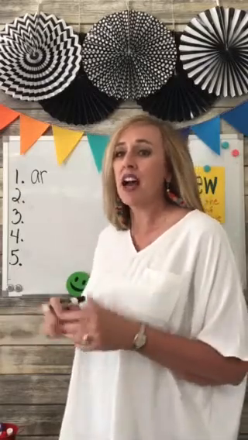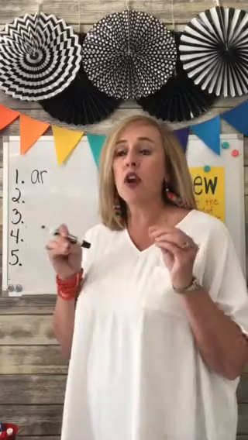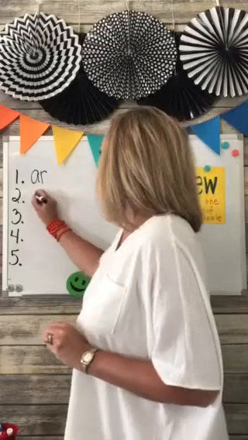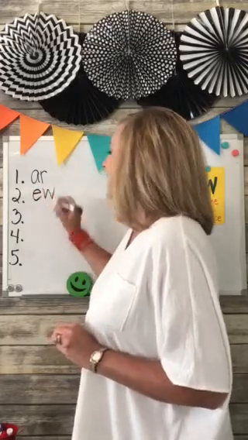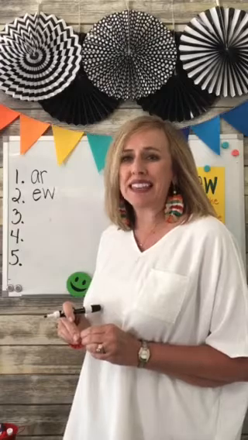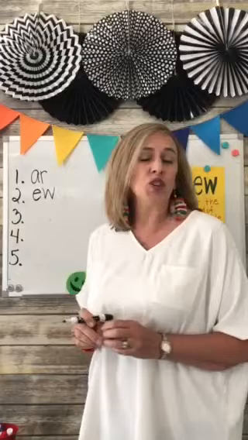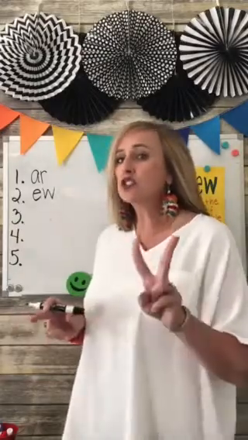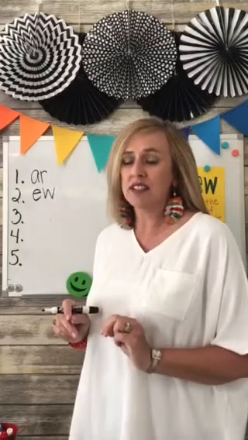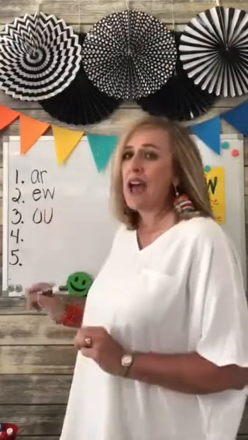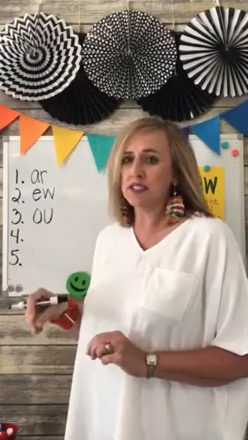Ooh is made a couple of different ways, but for our word study this week, we are only focusing on one way, and that is with EW. EW says oo at the end of a syllable. The third sound that I gave you is the ow sound. Now this year you've learned two different ways to make the ow sound. The first way we learn to make the ow sound is with OU. OU will say ow at the beginning or the middle of a syllable.